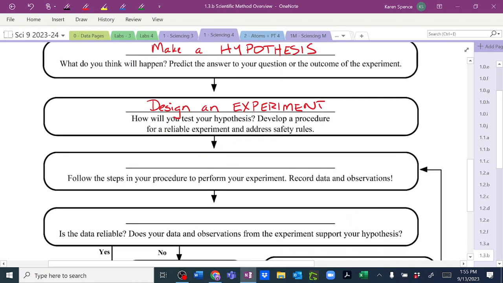After you design your experiment, you will follow the steps of your procedure to perform your experiment, and you will record your data and observations. What are you doing there? You finished designing the experiment, now you will perform the experiment. And you will observe.